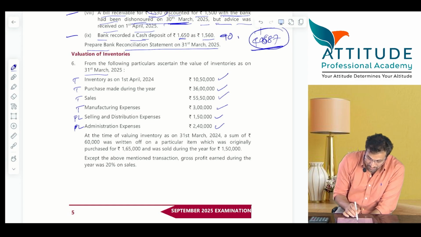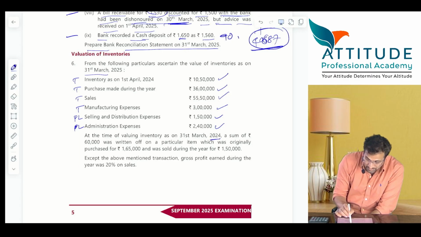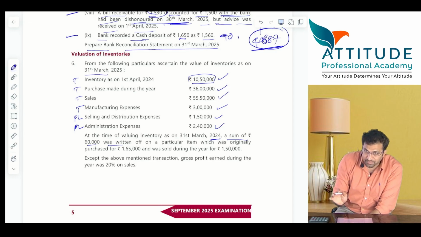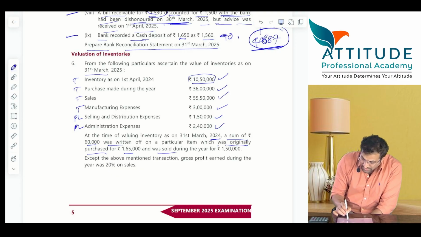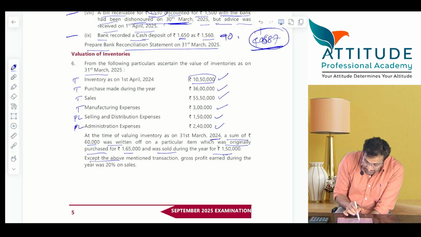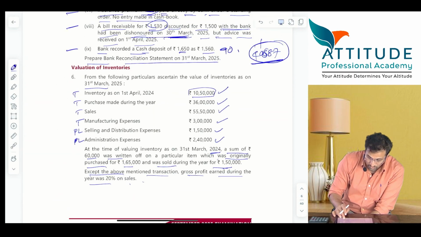Then at the time of valuing inventory on 31st March 2024 means opening stock, a sum of rupees 60,000 was written off on a particular item which was originally purchased for 1,65,000 and was sold during the year for 1,50,000. Except the above mentioned transaction, gross profit earned during the year was 20% on what? Sales. You have to find out what?